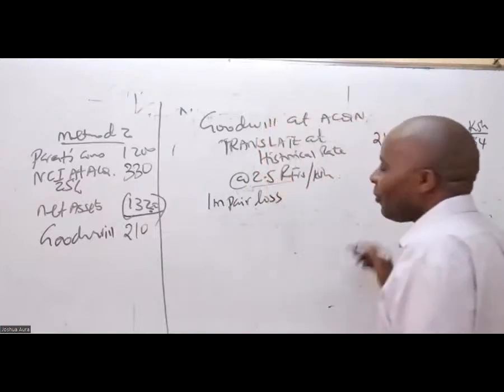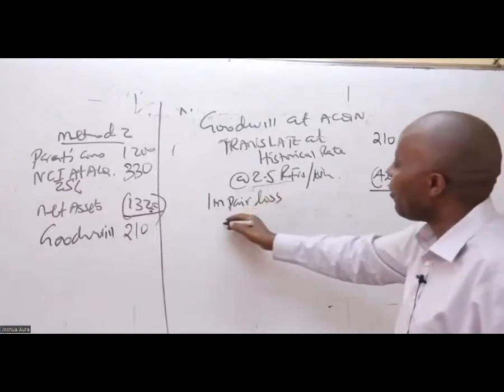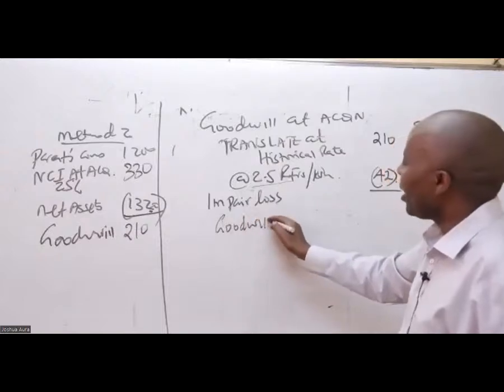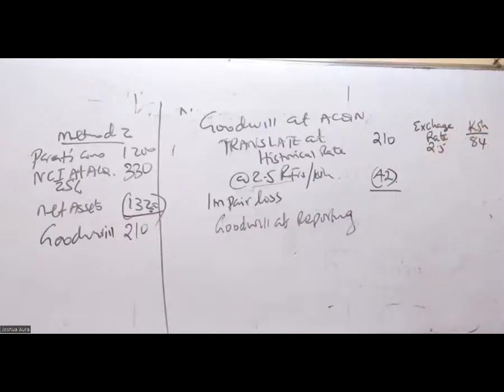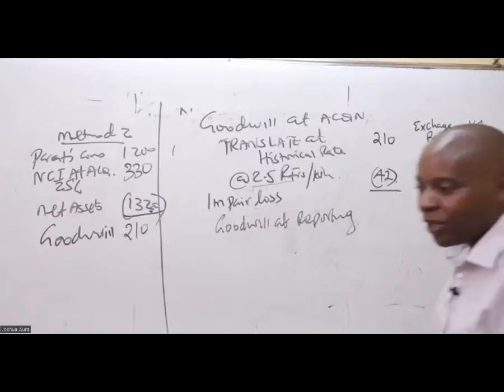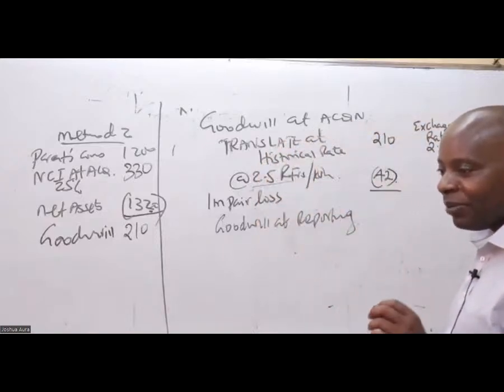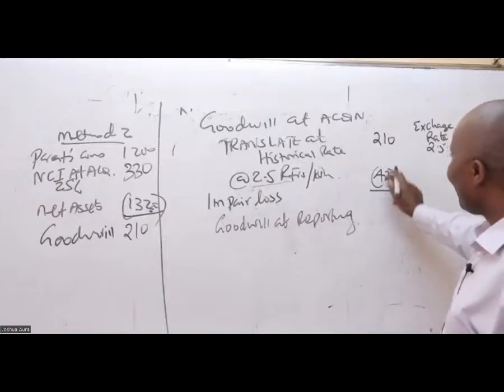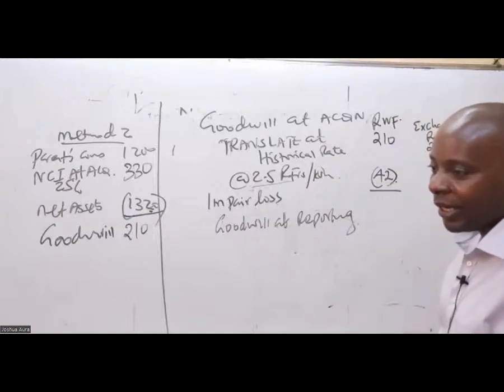So how much is the impairment loss from the note? Impairment loss from the note is 42. So if you subtract in this case here, what do we have as goodwill? Goodwill at reporting, how much does it come to? Is the 42 in Rwandese francs? This 42 is Rwandese francs. Remember, these are Rwandese francs. So 210 minus 42 comes to how much?